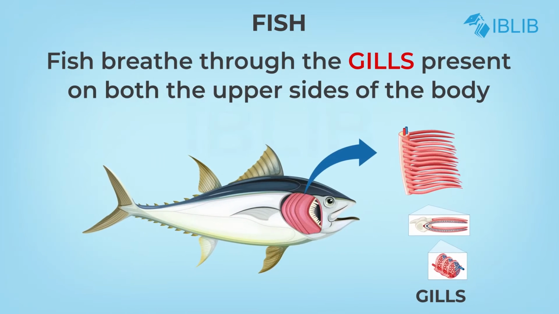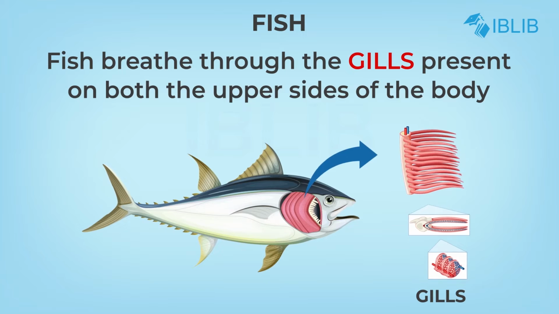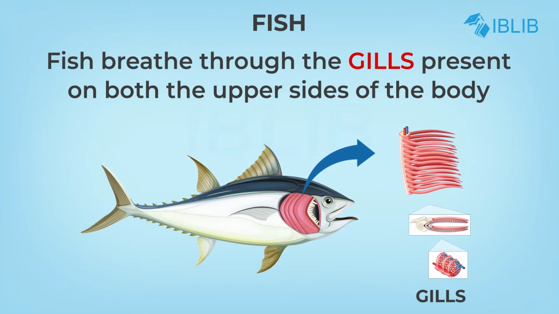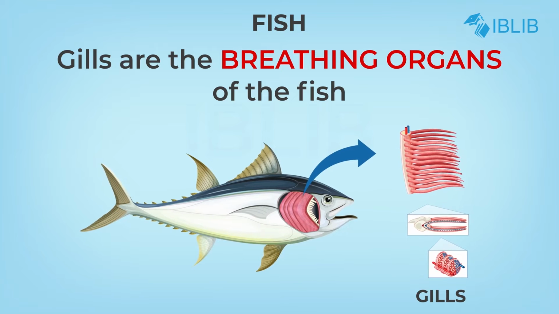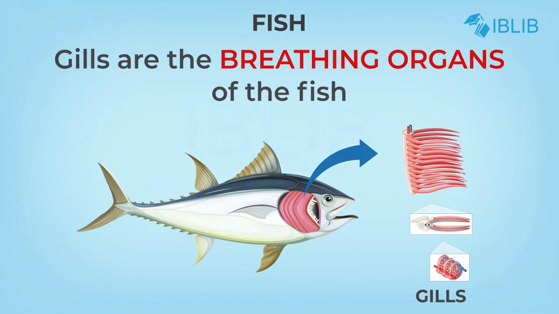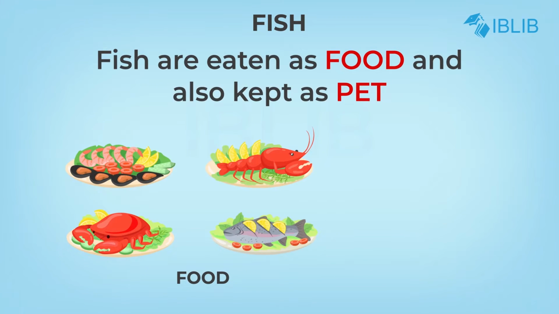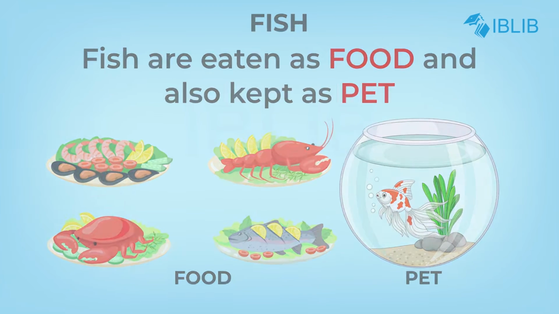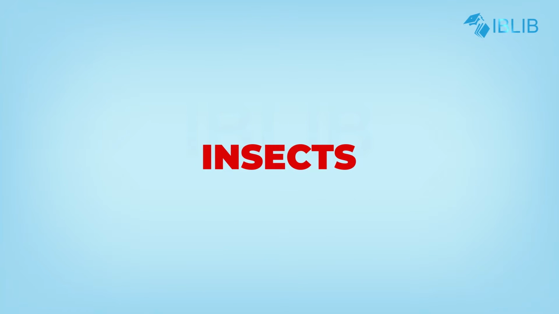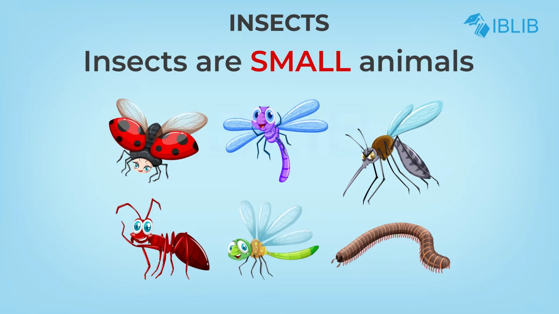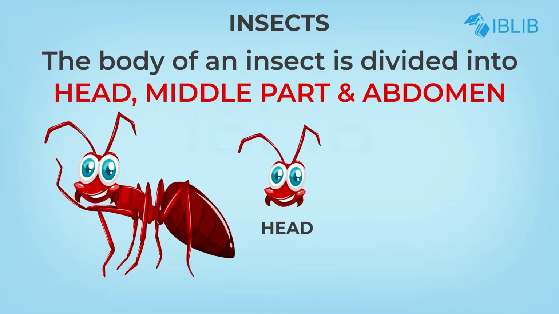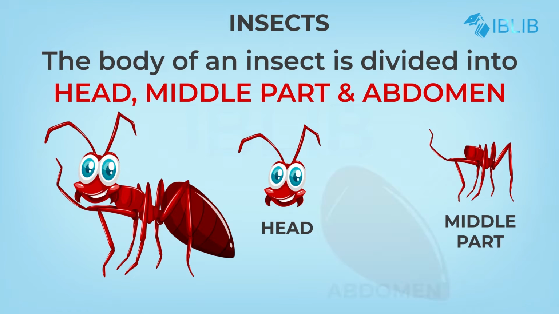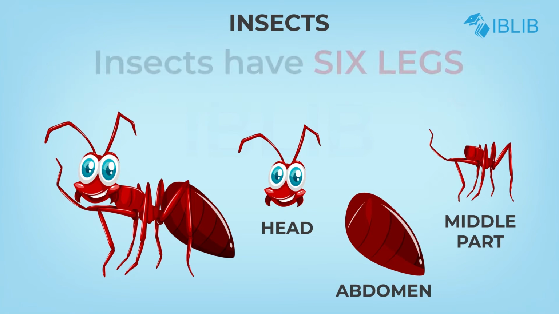Fishes breathe through the gills. They are present on both the upper side of the body. Gills are the breathing organs of the fish. Fishes are eaten as food and also kept as pet. Insects. Insects are small animals. The body of an insect is divided into head, a middle part, and the abdomen.